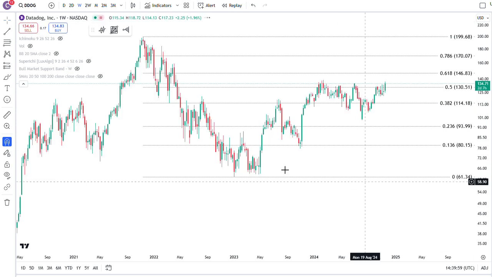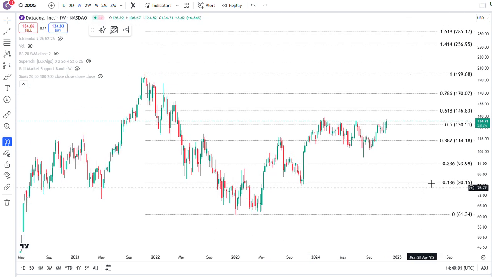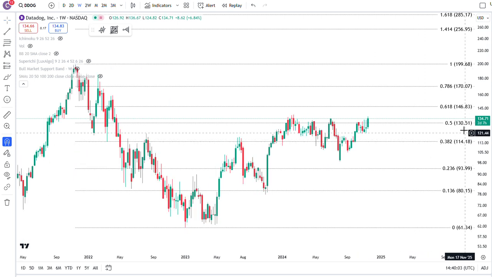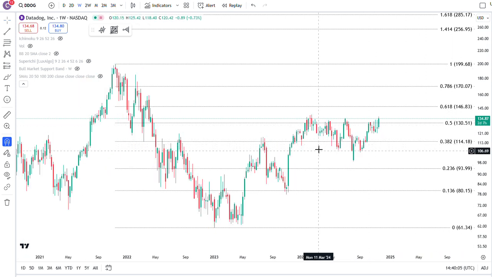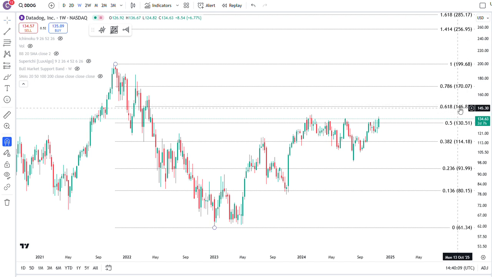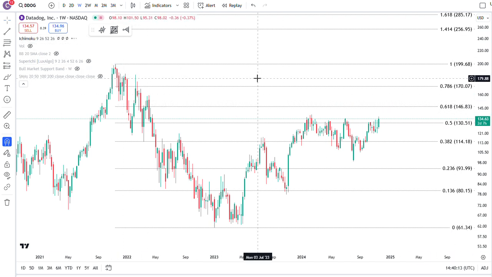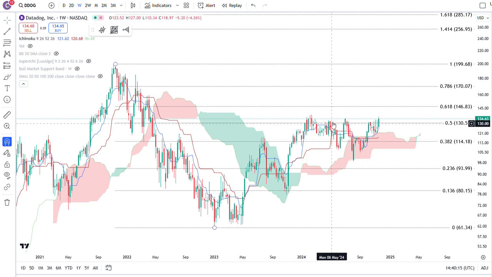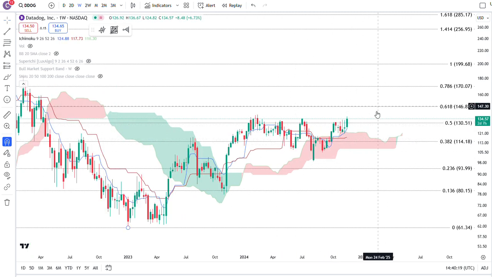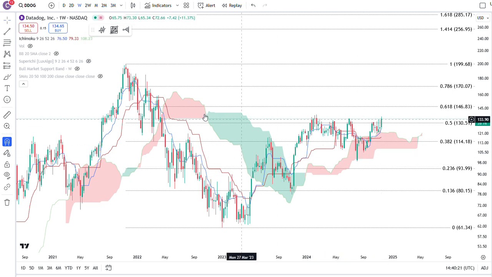Somebody asked me about DDOG. All I have to say is it's trying to break above the 0.5 fib level here. It would be nice to kind of test the 0.618 around $146.83. And if you're looking at the weekly Ichimoku, there really is not much to say. It came back, tested the bottom of the cloud, bounced back up. It looks like it wants to go up higher based on this look, right?